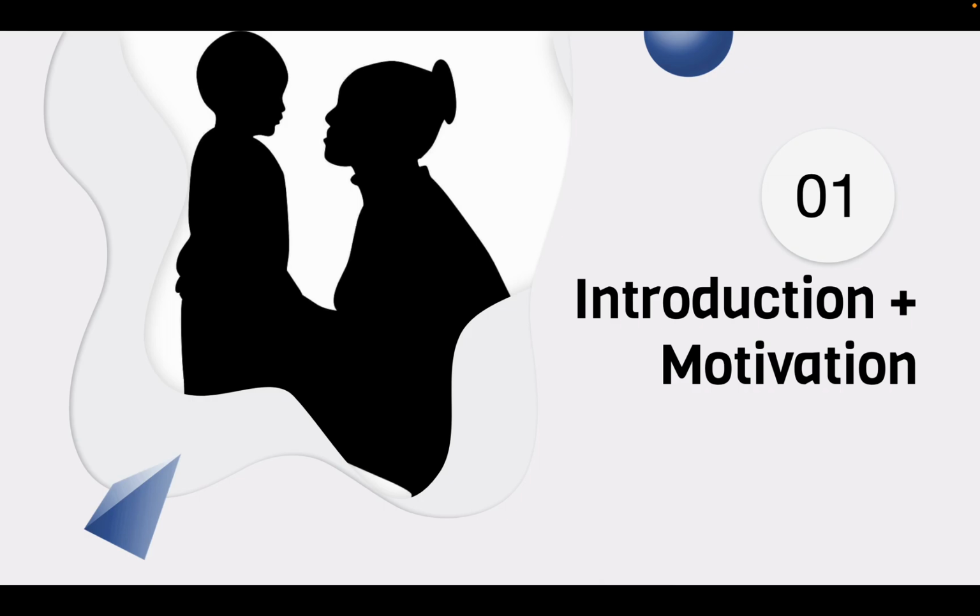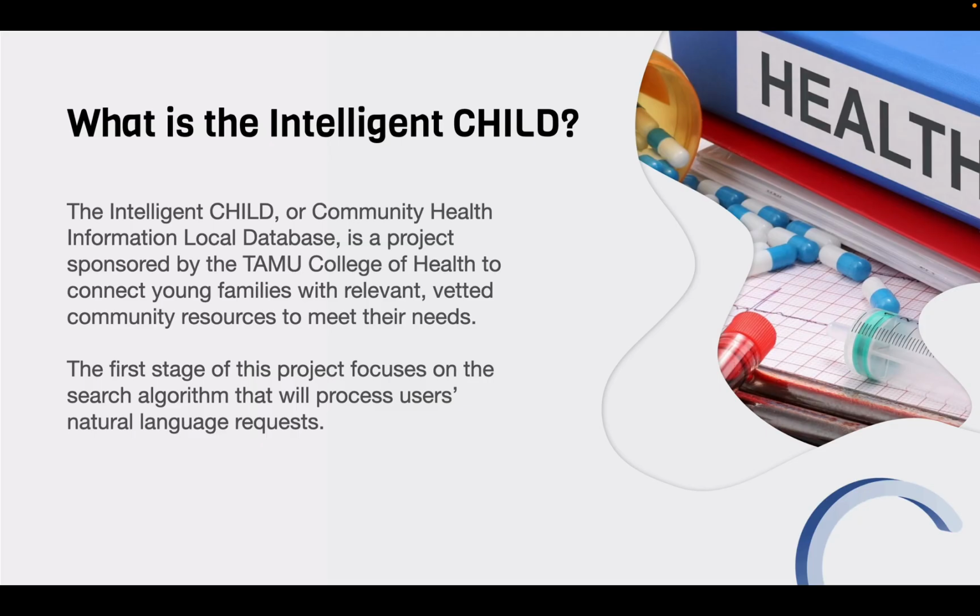First, a brief introduction into what this system entails. Intelligent Child, or the Community Health Information Local Database, is sponsored by the TAMU College of Health and seeks to connect young families, mothers, or kids with relevant and vetted community and healthcare resources. The team for the past semester is focused on implementing the search algorithm to process a user's natural language inputs.